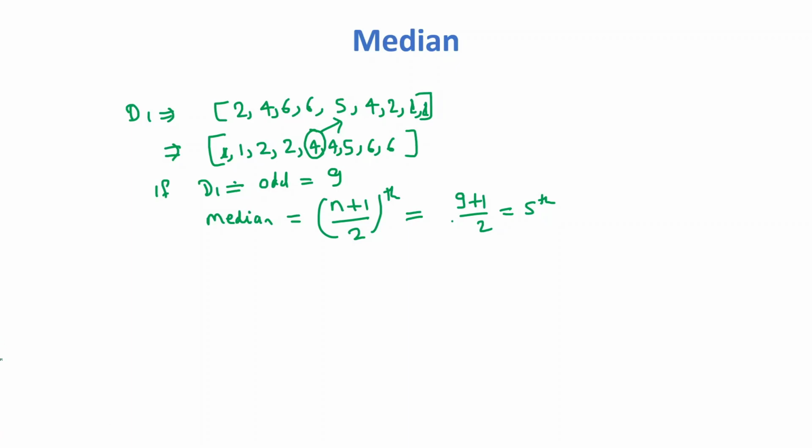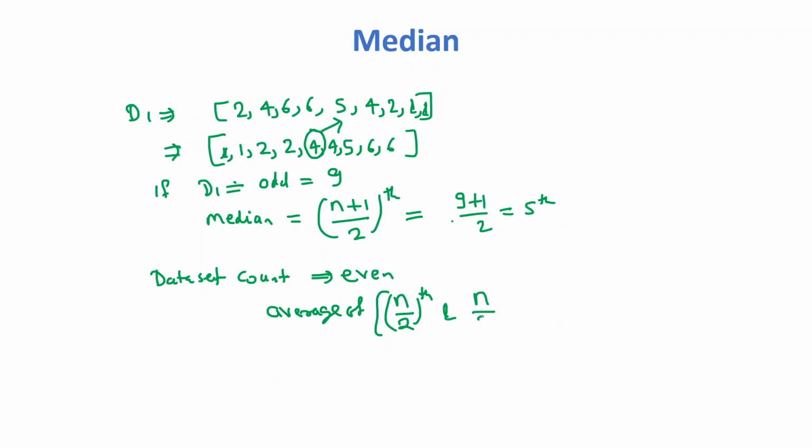Now, in the same case, if the data set count is even, in that case our median would be the average of the n divided by 2 value and the n divided by 2 plus 1 value, the average of these two values.